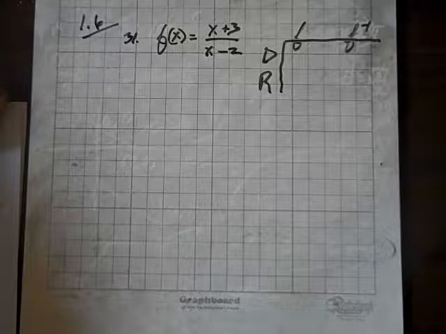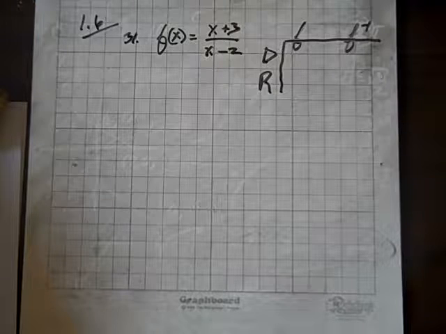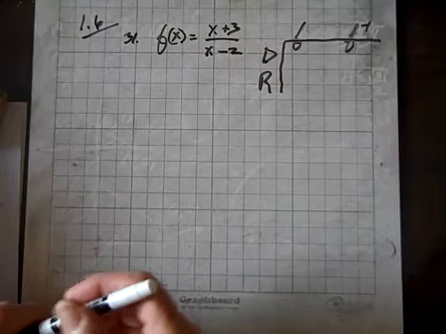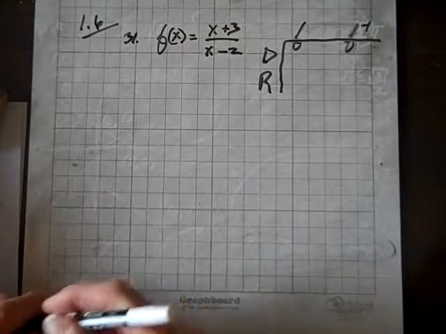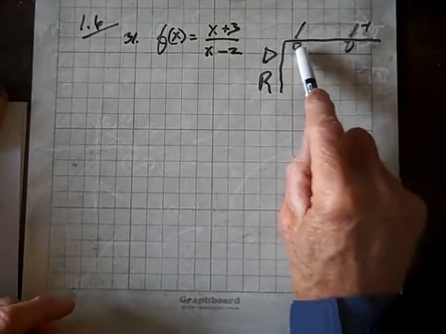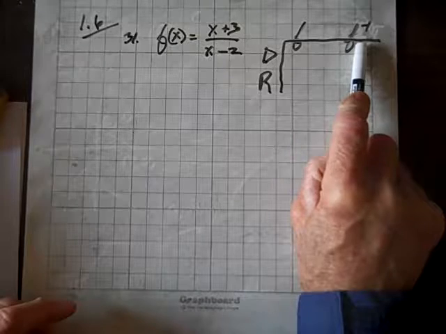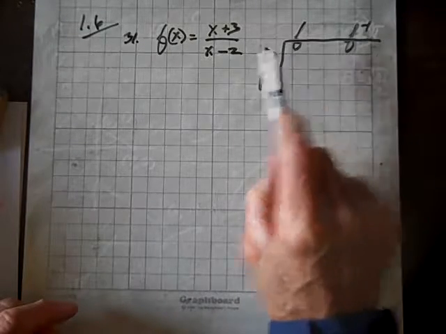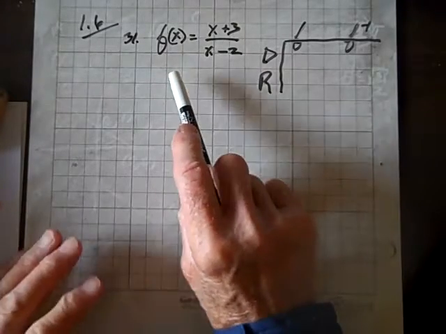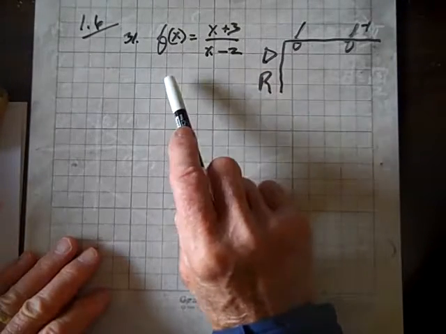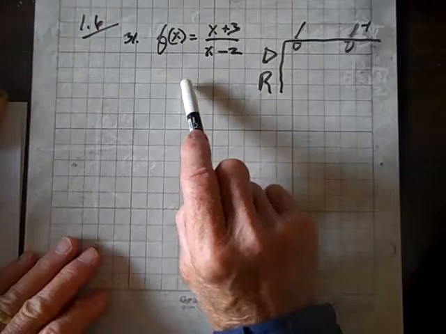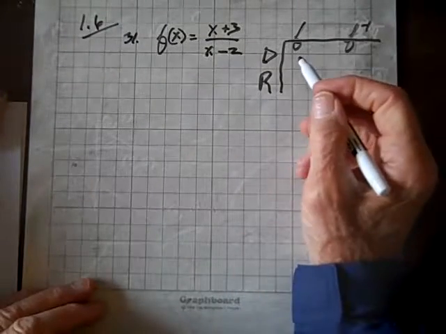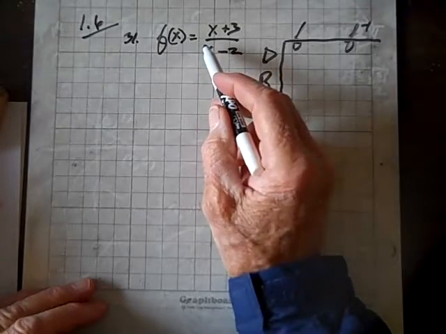Well, now we're doing question 31 on section 1.6, and we have to find the domain and range of f and f inverse. We also have to find f inverse and show that the composite of f inverse and f of x, and the composite of f of f inverse of x, both equal x. So let's start with the domain of the function.